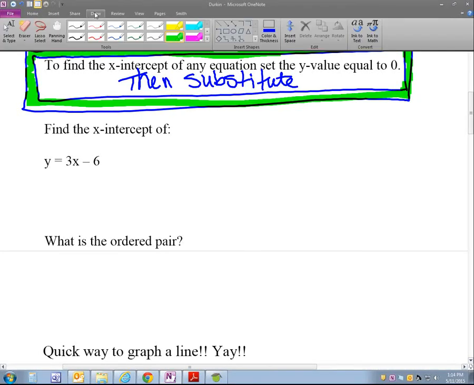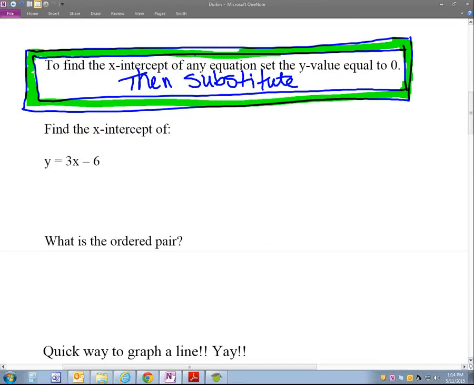So let's find the X-intercept of y equals 3x minus 6. We're finding the X-intercept. So since we're talking about x, what is going to be 0 in our coordinate? Y, exactly. So I can already do something. 0. So we're looking for the number that's going to go in right here. So I'm going to substitute 0 in for the y value. So this guy is going to become 0. We have 0 equals 3x minus 6.